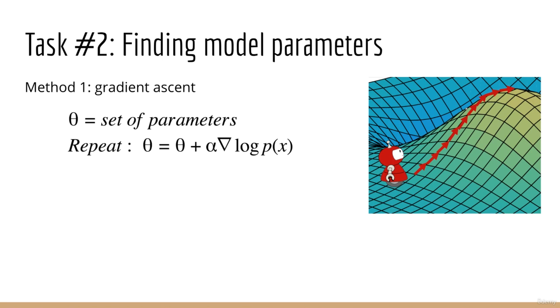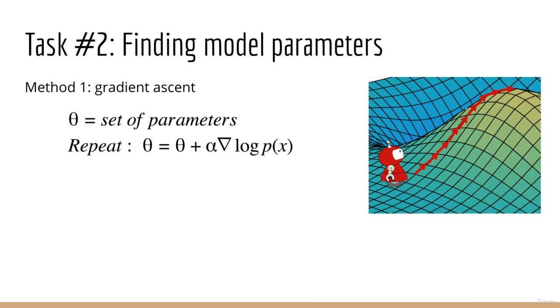Note that, just like maximizing the likelihood of a Gaussian, it's much easier to work with the log of p of x compared to the original p of x. If you would like some references on why gradient ascent works, please ask me about it on the Q&A.